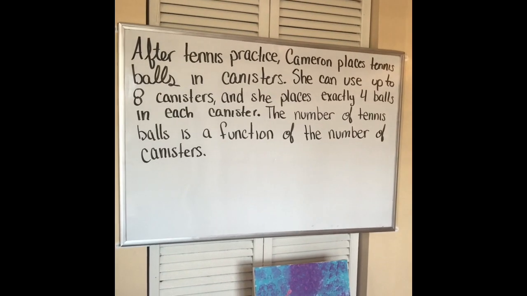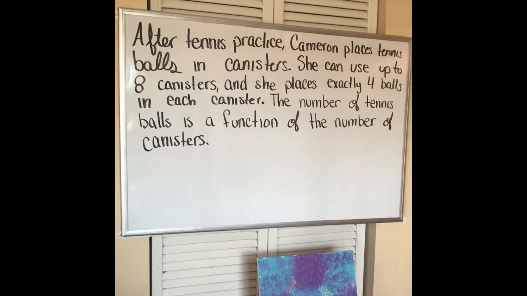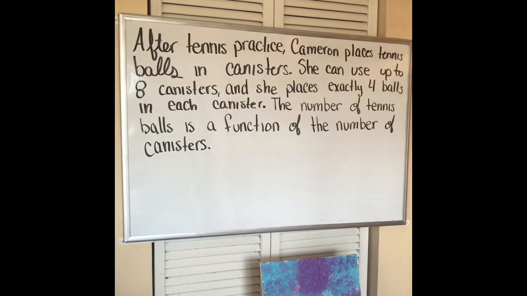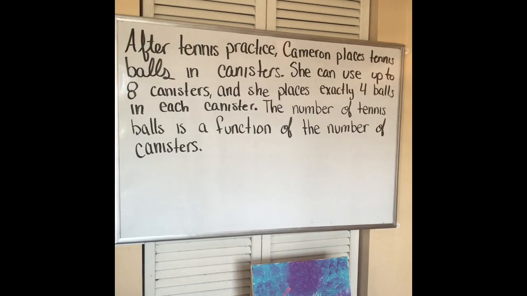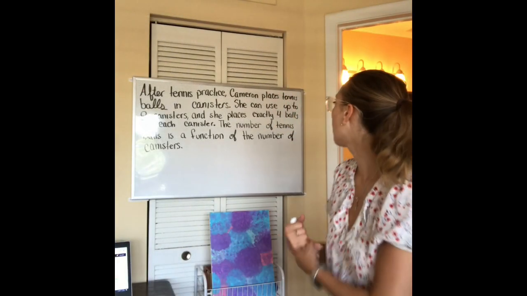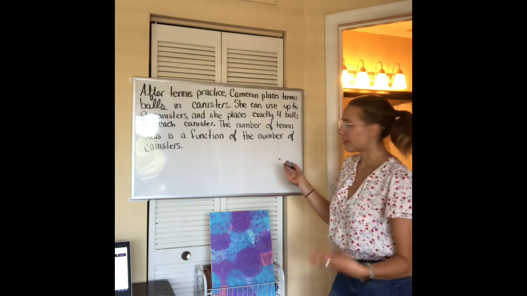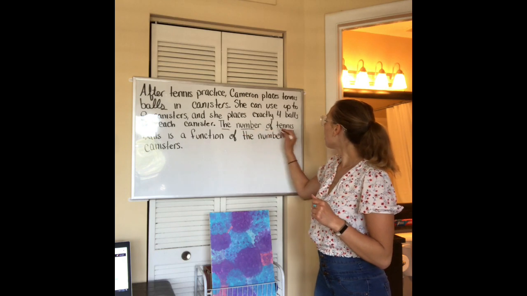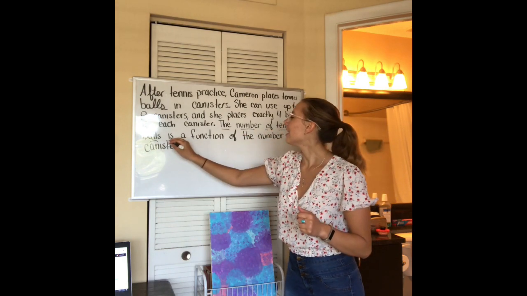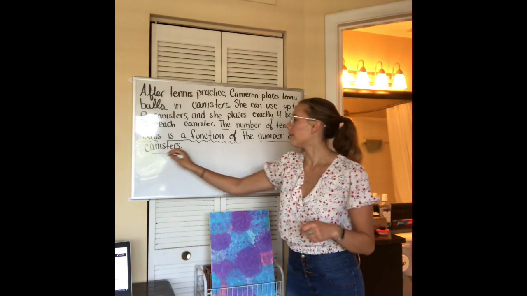After tennis practice, Cameron places tennis balls in canisters. She can use up to 8 canisters, and she places exactly 4 balls in each canister. The number of tennis balls is a function of the number of canisters. So the important part of this paragraph is this last sentence here. The number of tennis balls is a function of the number of canisters.